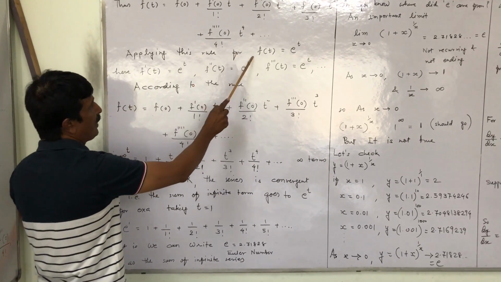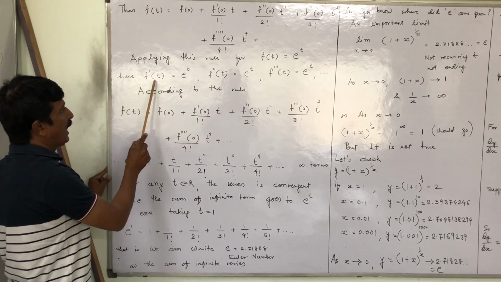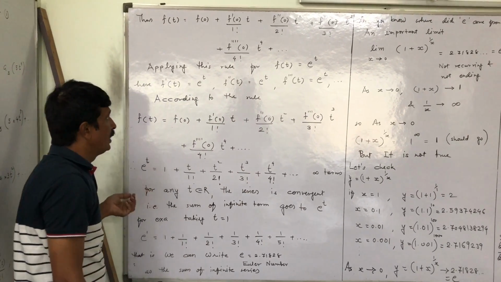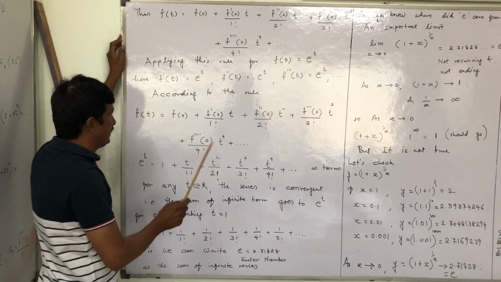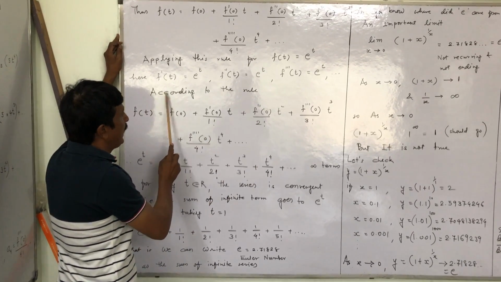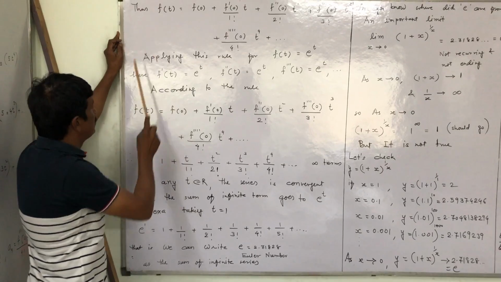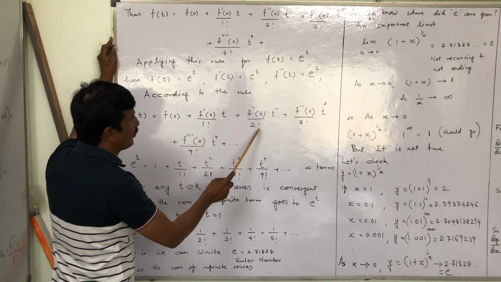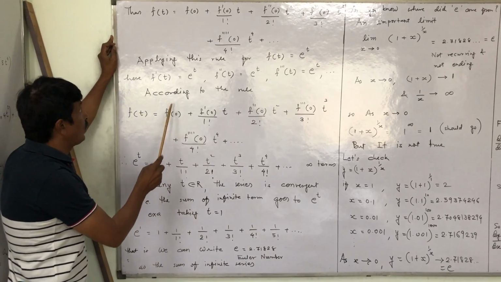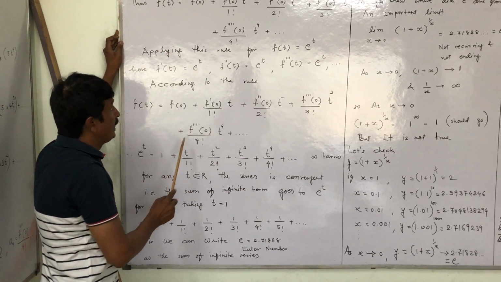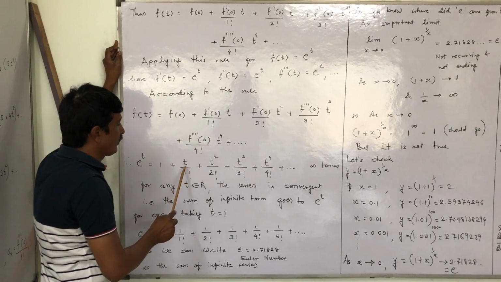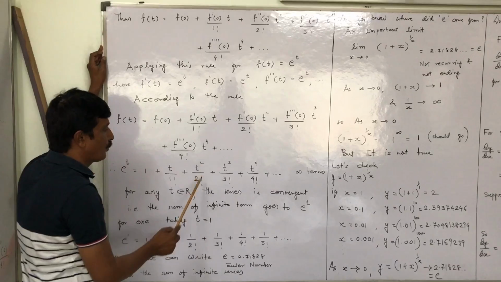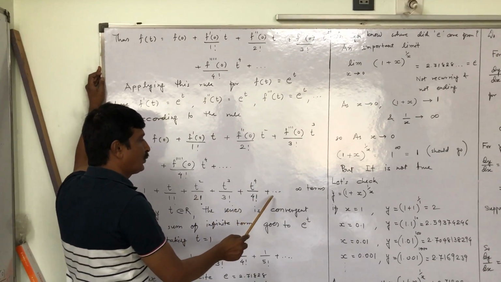Applying this rule for f of t equal to e raised to t, here f dash t is e raised to t, f double dash t is e raised to t, f triple dash t is e raised to t. We know that actually the derivative of e raised to t is e raised to t, the same. According to this rule, f of t is f of 0 plus f dash 0 upon 1 factorial into t, f double dash 0 upon 2 factorial into t square, and so on. But f of 0, that is e raised to 0, it is 1, f dash 0 is also 1, 1 upon 1 factorial into t. F double dash 0 is also 1. T square upon 2 factorial, t cube upon 3 factorial, t raised to 4 upon 4 factorial, and so on to infinite terms.